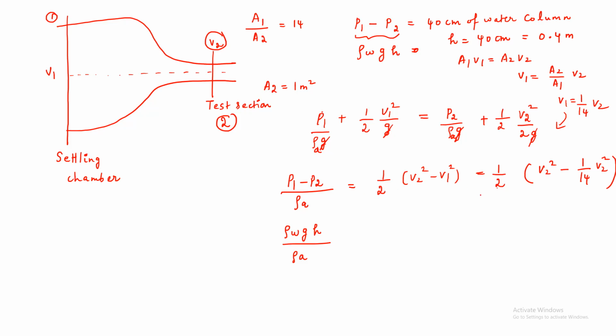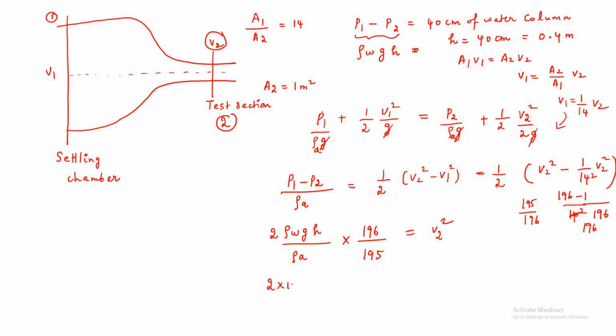If I bring this 2 to the other side and take the LCM of this, then we will get 14 square, which is 196, right? Then we will have 196 minus 1, so we'll have 195 by 196. If we bring this to the other side, 195, that's what our V2 square will be.